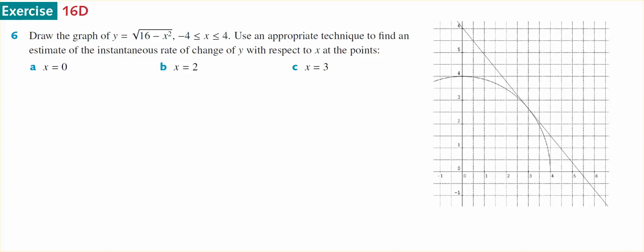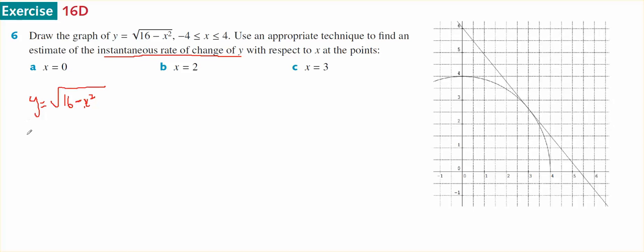This is for Year 11 Methods that comes out of 16D question 6, where we're using a range of appropriate methods to estimate the instantaneous rate of change. Okay, I know that I've got y equals the square root of 16 minus x squared. Now that is a semicircle.